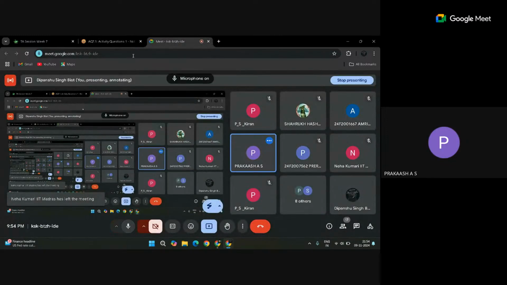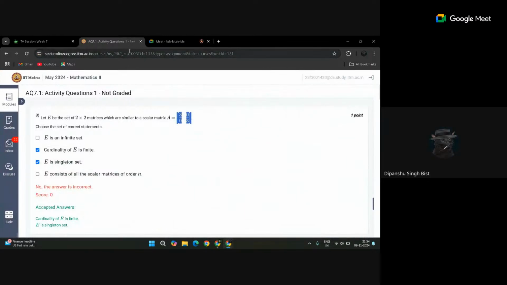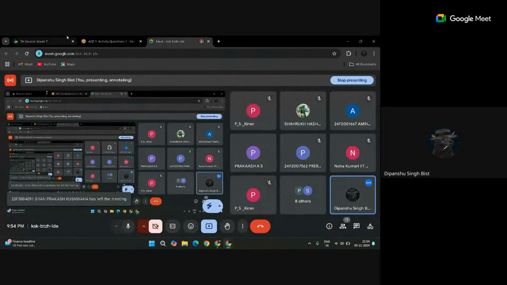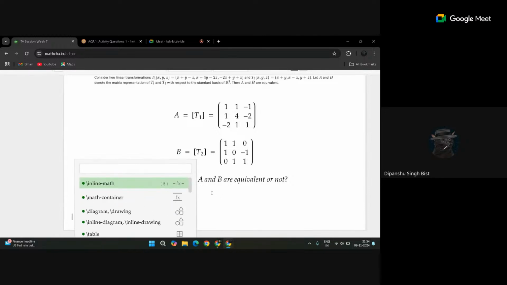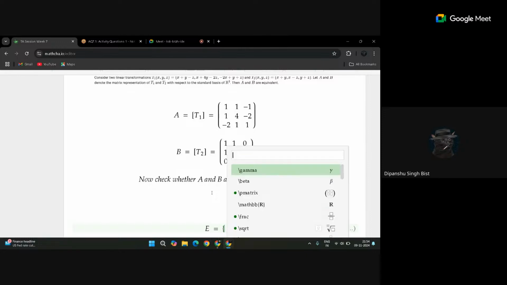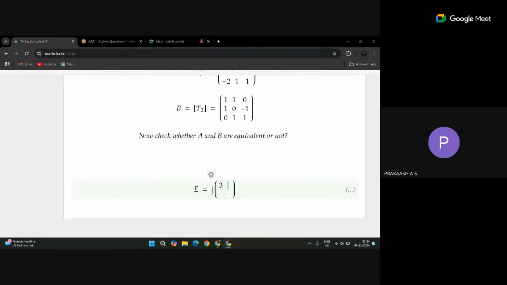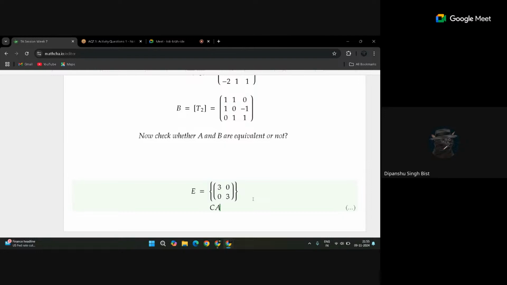But 0 is not counted as an element. No, not 0. See, what would be E? If I write here just for a minute, E is just this. This is the set. So cardinality of E means number of elements in E. E has a single element. And what was the question? The question was: E is the set of matrices similar to this. Okay, I understood.